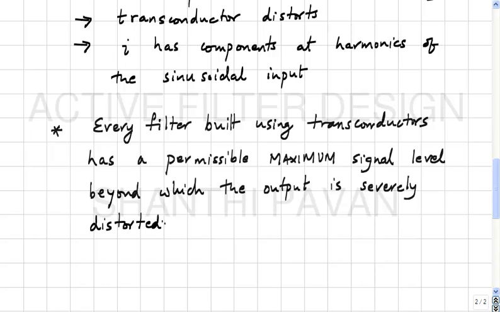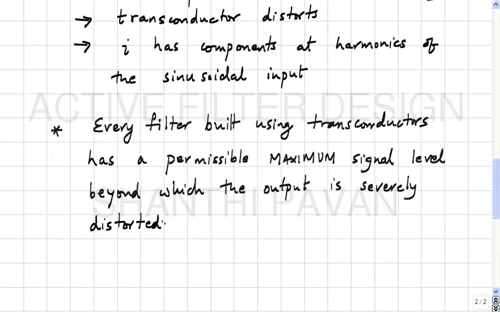Now, the linear range of the filter should not be confused with the linear range of the transconductor. All that we say is the linear range of the filter must in some fashion be related to the linear range of the transconductors, but need not be the same. It could be more, it could be less. Why do I say it could be more? Is it possible that it can be more?